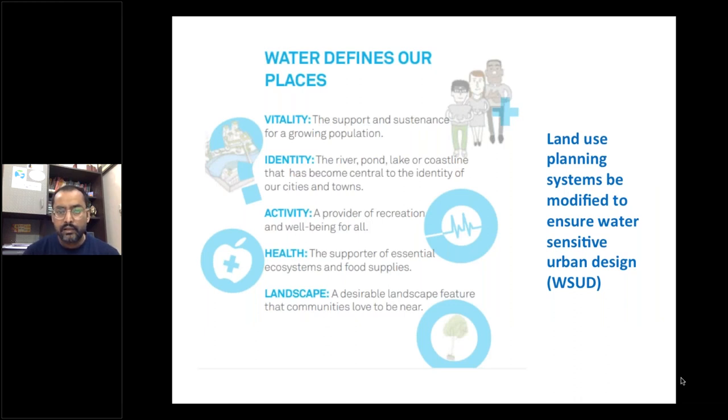When we design our projects, we have to consider five very important components. I gave you the components of restoration, but in terms of water sensitive urban design, the land use planning should consider the vitality and sustenance of the growing population, right? This is very important. Your design should support the sustenance and vitality of the living system, right?